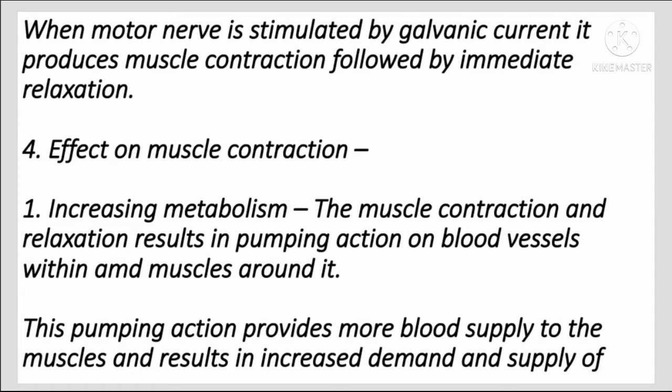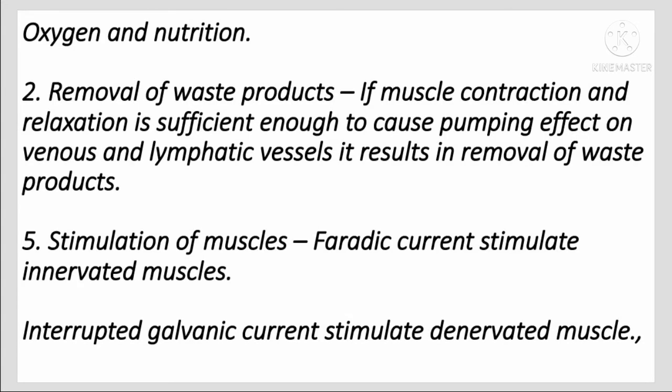Effect on muscle contraction. Increasing metabolism. The muscle contraction and relaxation results in pumping action of the blood vessels within and muscles around it. This pumping action provides more blood to the muscle and results in increased supply of oxygen and nutrition. Removal of waste products. If muscle contraction and relaxation is sufficient to cause pumping effect on venous and lymphatic vessels, it results in removal of waste products. Stimulation of muscles. Faradic current stimulates innervated muscles. Interrupted galvanic current stimulates the innervated muscle.